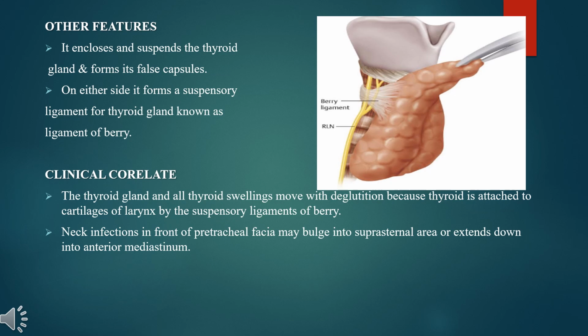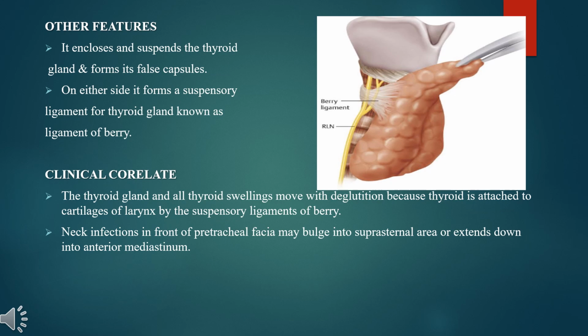A very important feature of pre-tracheal fascia is that it encloses and suspends the thyroid gland and forms its false capsule. On either side, it forms a suspensory ligament for thyroid gland known as ligament of Berry. The ligaments are chiefly attached to the cricoid cartilage. They support thyroid gland and do not let it sink into the mediastinum. The thyroid gland and all thyroid swellings move with deglutition because thyroid is attached to cartilages of larynx by the suspensory ligaments of Berry.